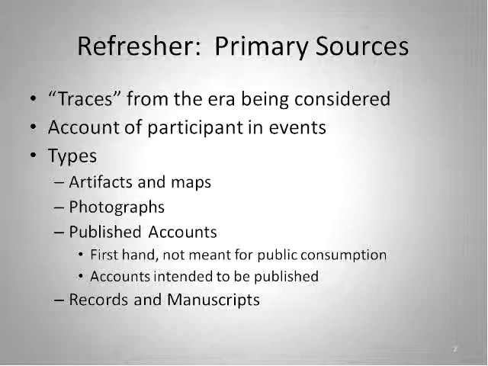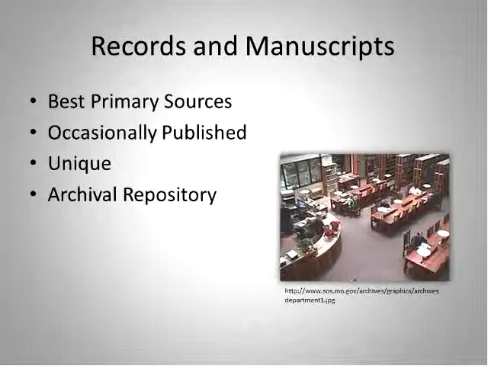The most important, however, are records and manuscripts, and those are the kinds of things that we want to look at now, in this presentation, this lecture. Records and manuscripts are traditionally considered by most historians to be the best types of primary sources. Occasionally they're published, but often they're available only in archival repositories because they are unique. That is, they are one of a kind, quite literally one of a kind.